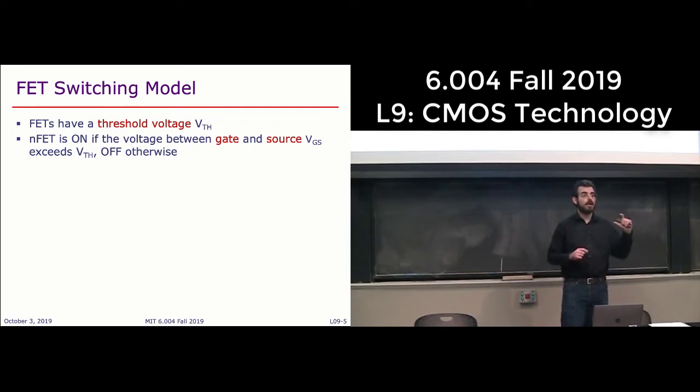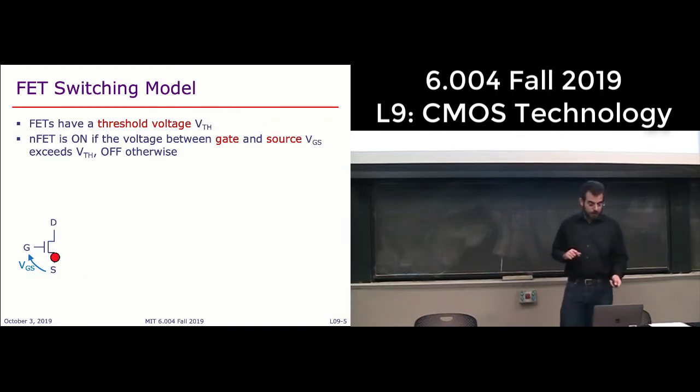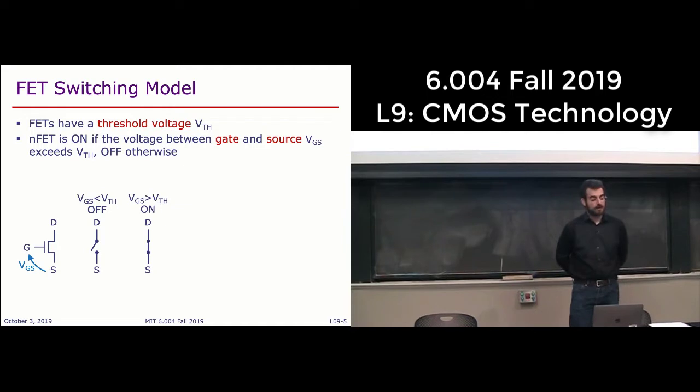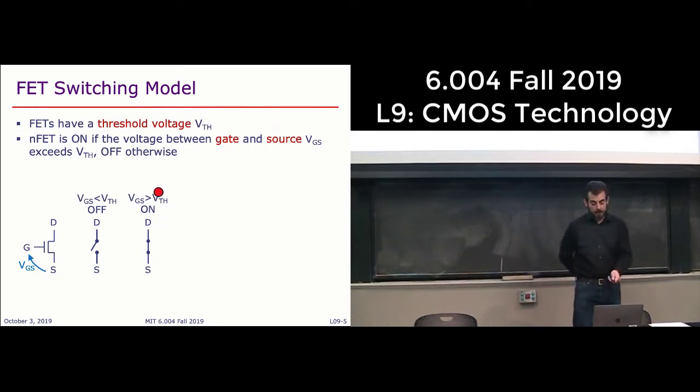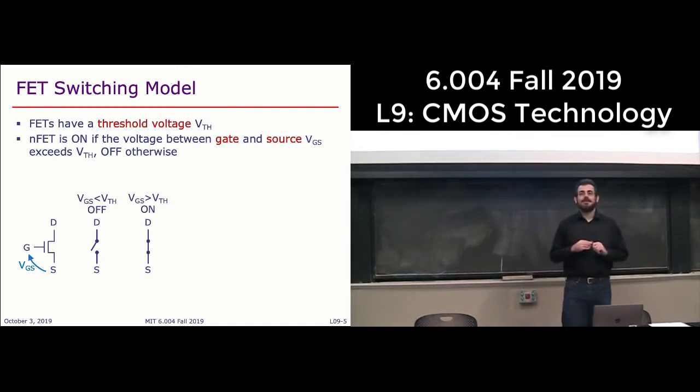That means there's no conducting path between source and drain, right? So we draw it this way. There's the source over here, the gate over here. VGS is the voltage between these two terminals, and if VGS is less than the threshold voltage, VTH, then the transistor is off. This is just like an open switch. If the voltage grows past VTH, then the transistor is on and there's a path. Drain and source are connected. Any questions so far?